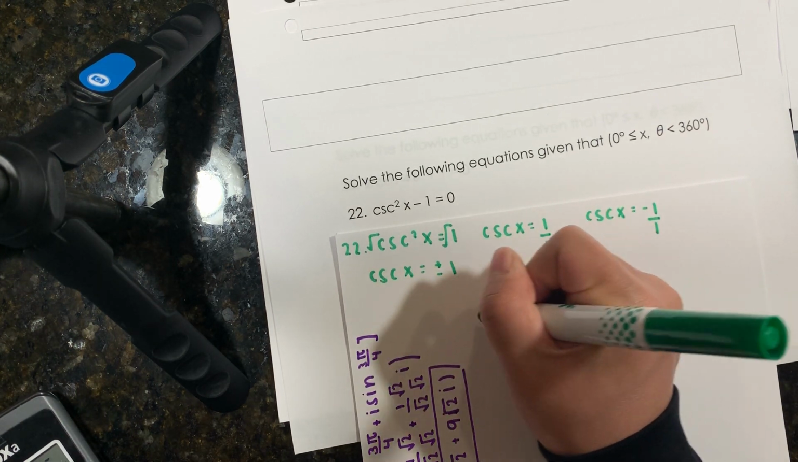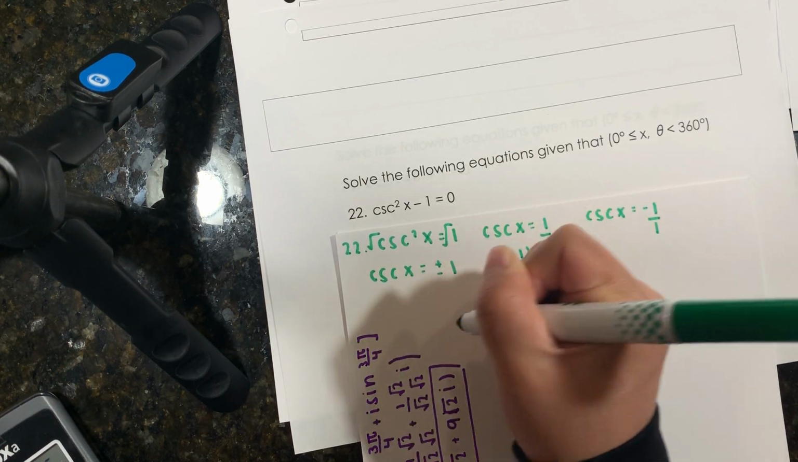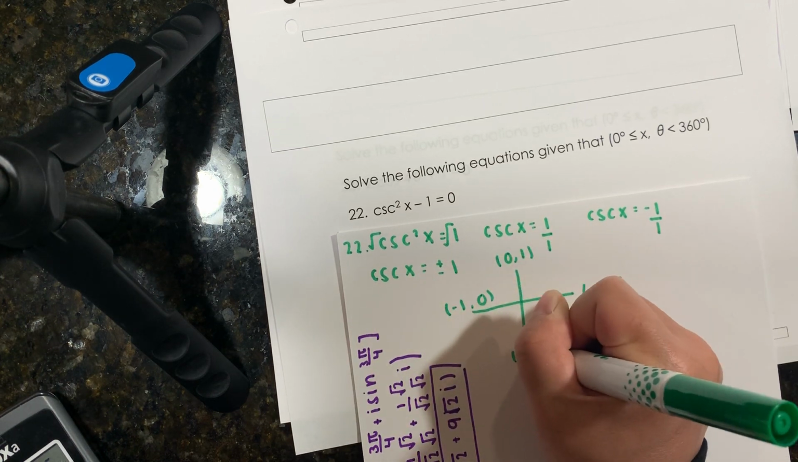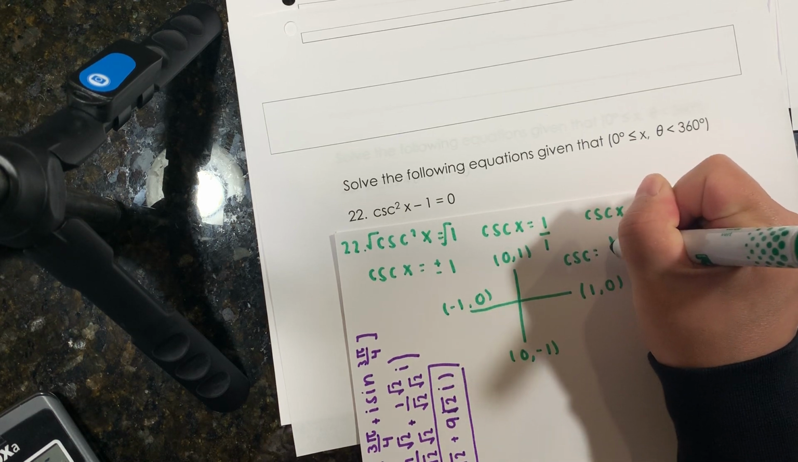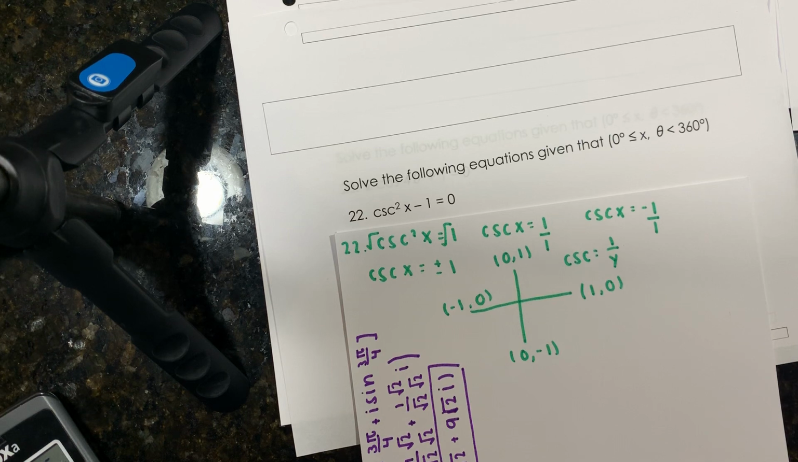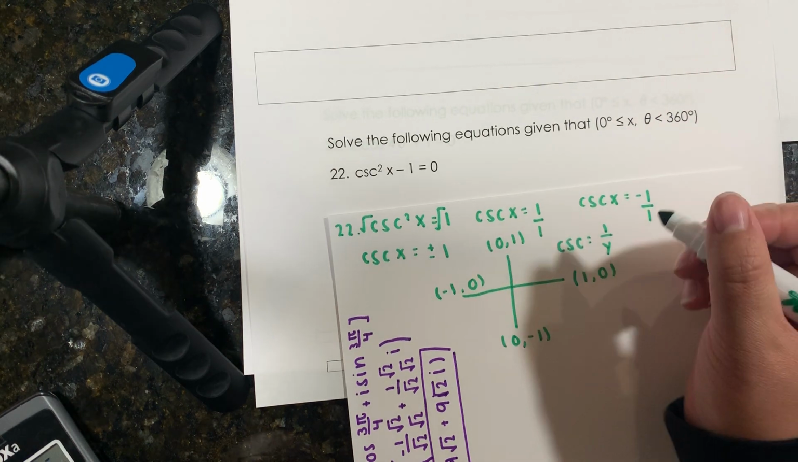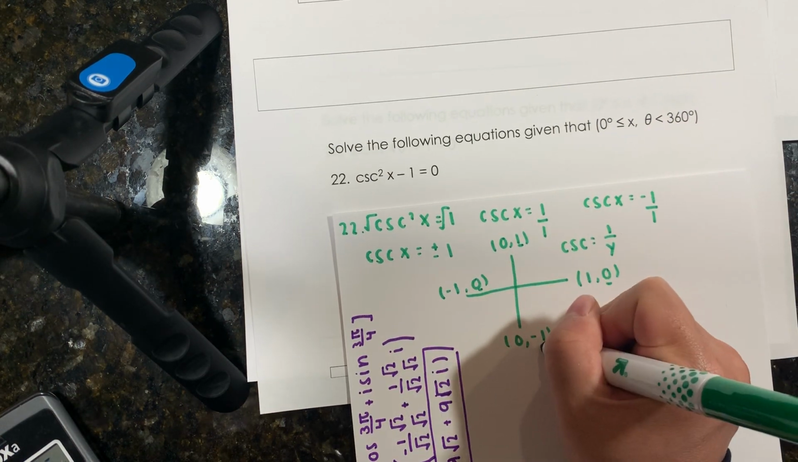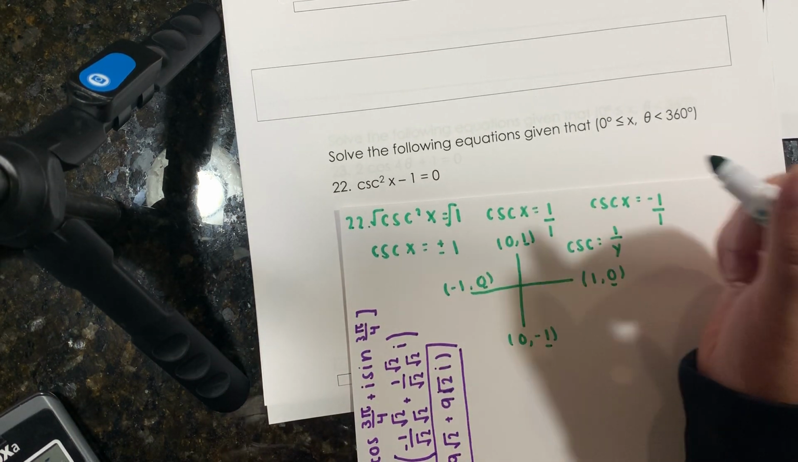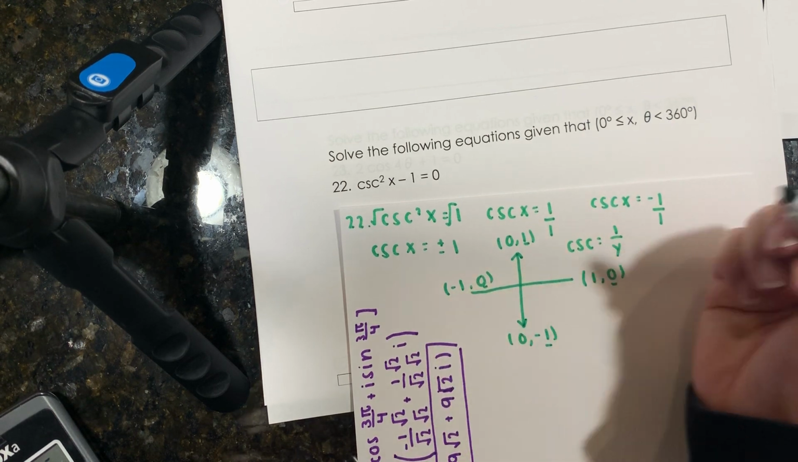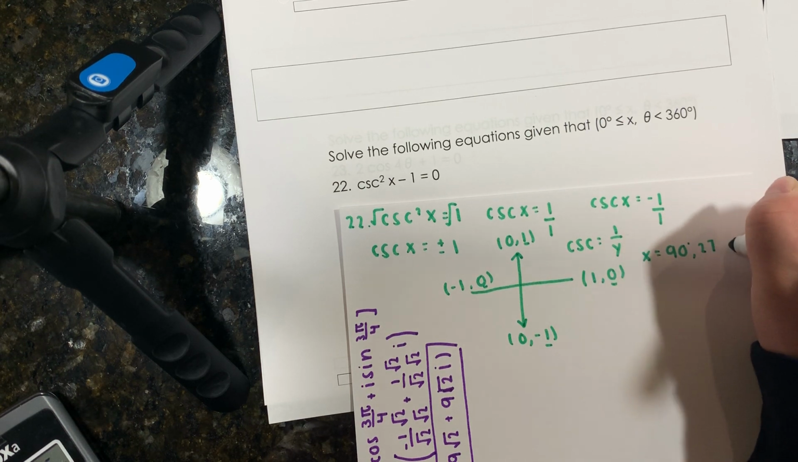These are both going to use the unit circle. Cosecant is equal to the inverse of sine, so that would be 1 over y. So for this one, I'm looking for where y is 1. For this one, I'm looking for where y is -1. So I'm going to underline all of them. Again, I'm looking for where y is +1 and then where y is -1. So this is +1 and this is -1. So I have x is equal to 90 and then x is equal to 270.